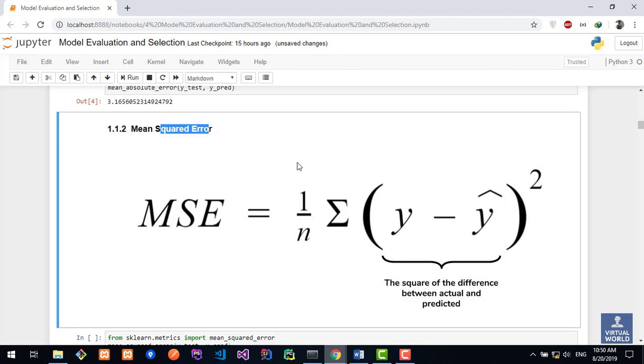Mean square error is just like mean absolute error, but squares the differences before summing them, instead of using absolute value. Because we are squaring the difference, the mean square error will almost always be bigger than mean absolute error. For this reason, we can't directly compare the mean absolute error to mean square error.